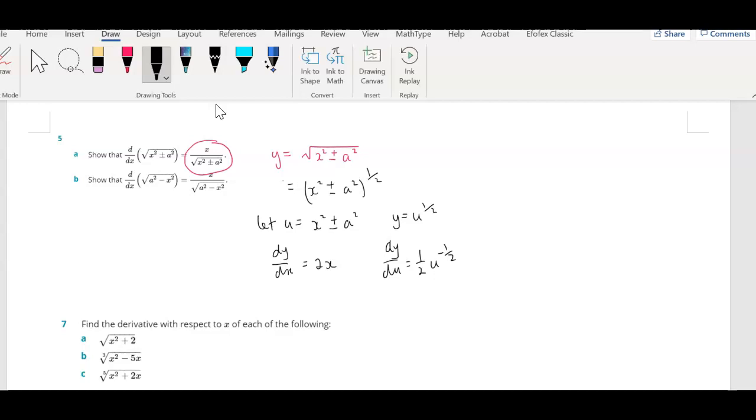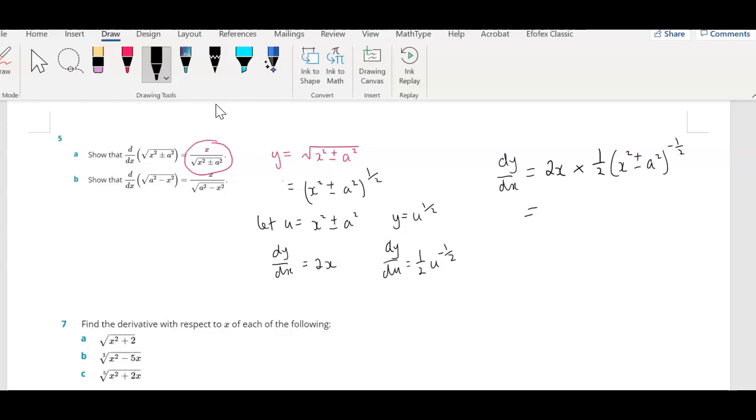And then just substituting u in. So I might do that at the end, just because I'm running out of room. The reason they haven't put y in here is because it's just an expression, it's not an equation, y equals. But I tend to just write y equals and then use dy dx. All right, so then we've got 2x using the chain rule times a half u, which is x squared plus or minus a squared to the power of negative a half.